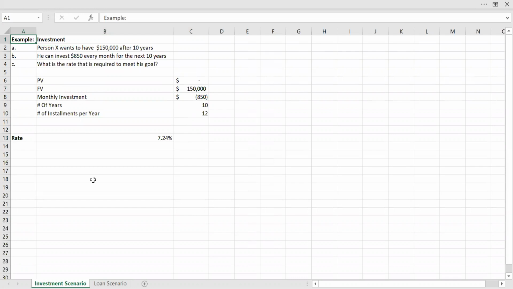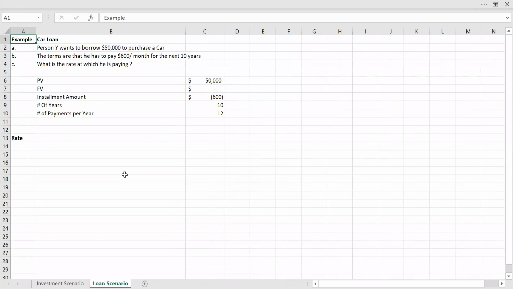And now let's try a different scenario. We have one more scenario called the loan scenario. Again, we are going to calculate the rate using this scenario. Let's say person Y wants to borrow $50,000 to purchase a car. And the terms are that he has to pay $600 a month for the next 10 years. This is his equated monthly installment.